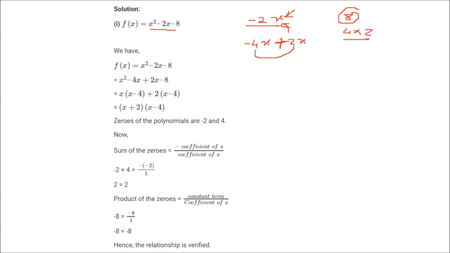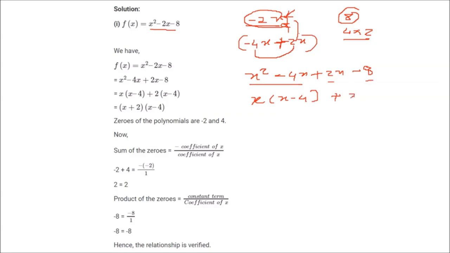Now I replace minus 2x by minus 4x plus 2x, because essentially this is equal to this only. So x square minus 4x plus 2x minus 8. Now I can take x common from the first two terms, leaving x minus 4. I can take 2 common from the last two, again x minus 4 remains. Now I can take x minus 4 common from the whole expression, so I get x plus 2 inside. So x square minus 2x minus 8 has two factors.